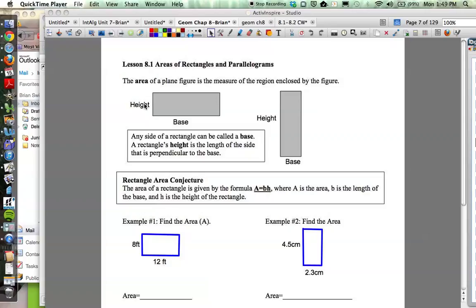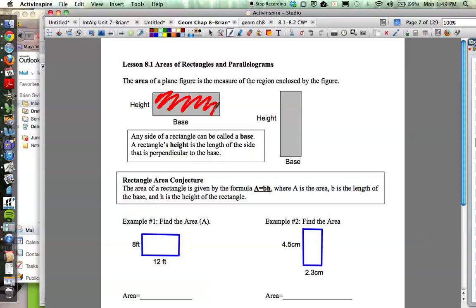So it's not just about using the formula. It is about seeing why that formula is what it is. So the area of a plane figure is the measure of the region enclosed by the figure. When you're looking at the area, you're talking about the space that is inside of the figure. And that enclosed space is made up of little tiny squares.